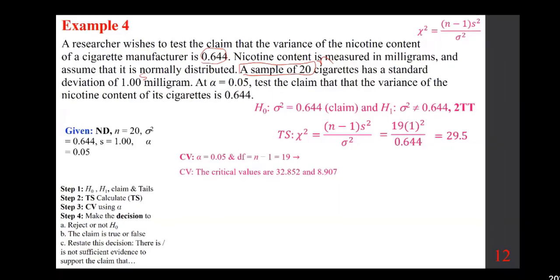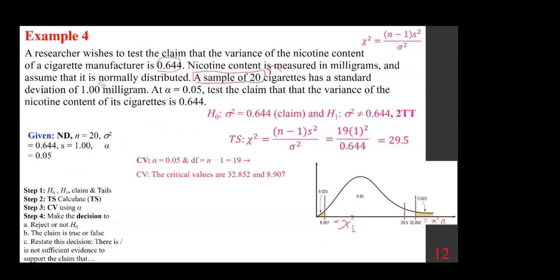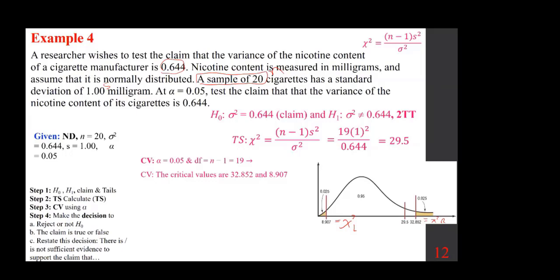You look up the table, you end up with those numbers, 8.907 as chi-squared of the left. This is called chi-squared of the left, and this is 32.852, chi-squared of the right. And so the test statistic is in between, in the non-rejection region. So with that being the case, you don't reject H0. That is the decision that you are going to make when it comes to this question as your part A.